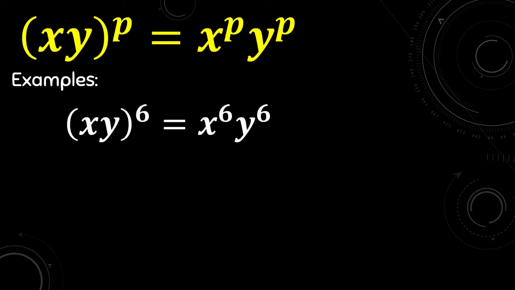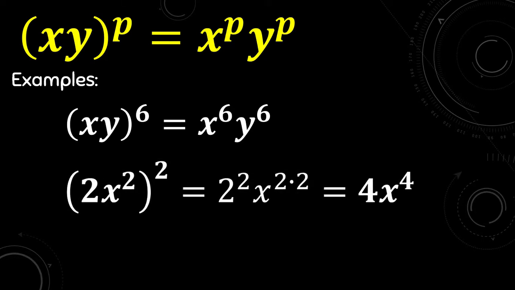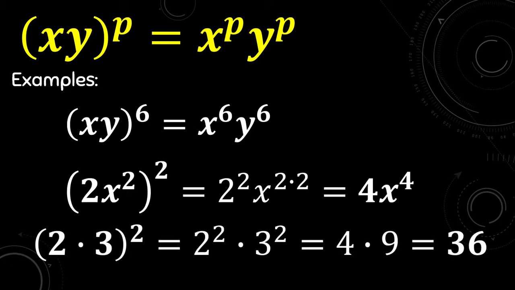Example, we have here xy raised to 6, that is equal to x raised to 6, y raised to 6. Another example is 2x squared, raised to 2. So we just have to multiply the exponents. We have here 2 squared, and 2 times 2 is 4. The final answer is 4x raised to 4. Then, 2 times 3 squared, that is equal to 2 squared times 3 squared. And 2 squared is equal to 4. And 3 squared is equal to 9. And 4 times 9 is 36.